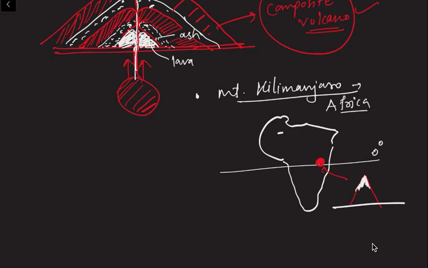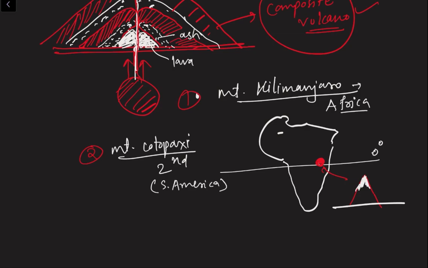Then we have Mount Cotopaxi. Mount Cotopaxi is the second highest peak in the world, after which mountain? Mount Everest. So Mount Cotopaxi is the second highest. It is located in South America.